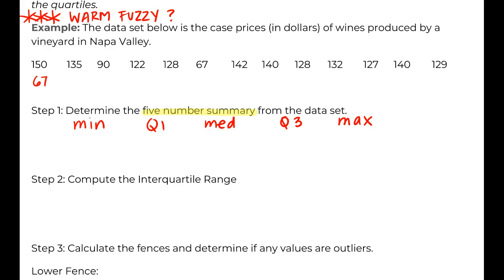So 67, 90, oh God, 122 it looks like, 127, 128, 128.